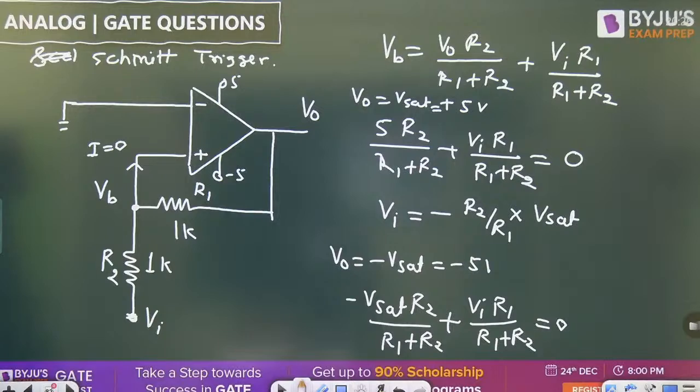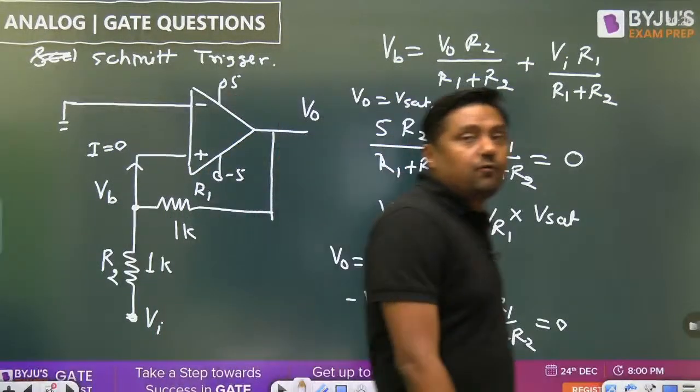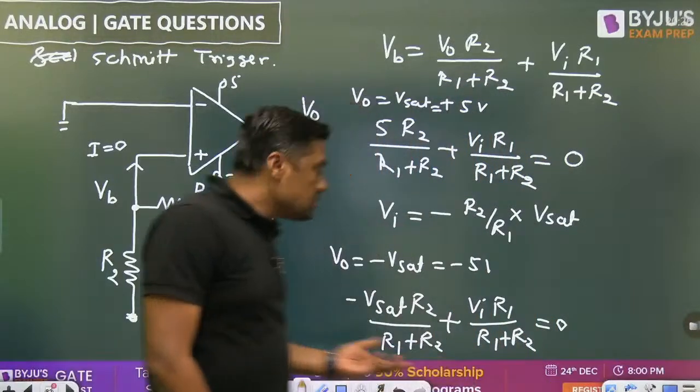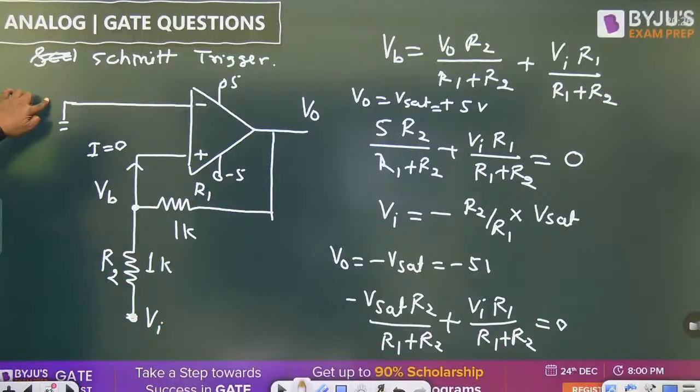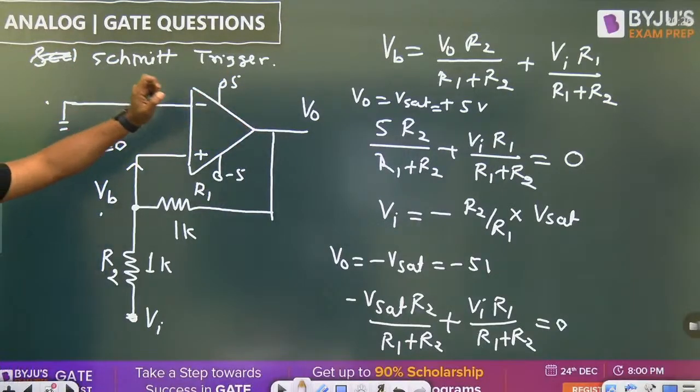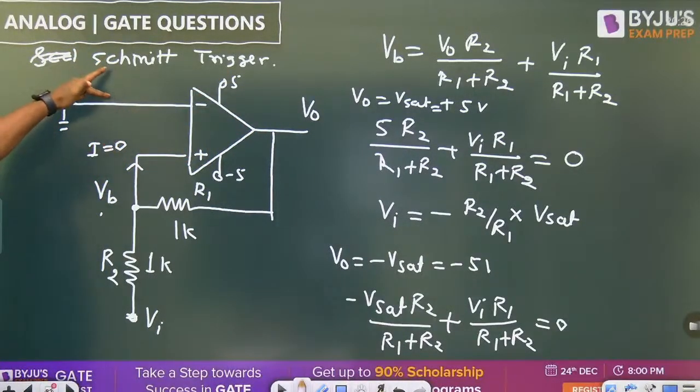Now the formula R2 by R1 plus R2 will not work here, my dear, because Vi is not connected to the inverting terminal. Vi is connected to the non-inverting terminal. First of all, find the voltage at this point. For two values of V0, one for plus Vset and one for minus Vset, equate the voltage at this point to 0 and then find the value of Vi.